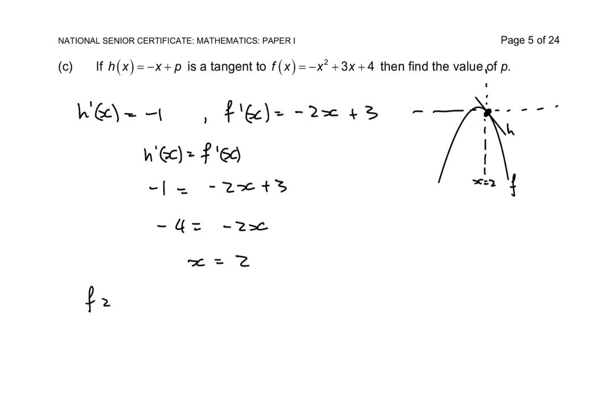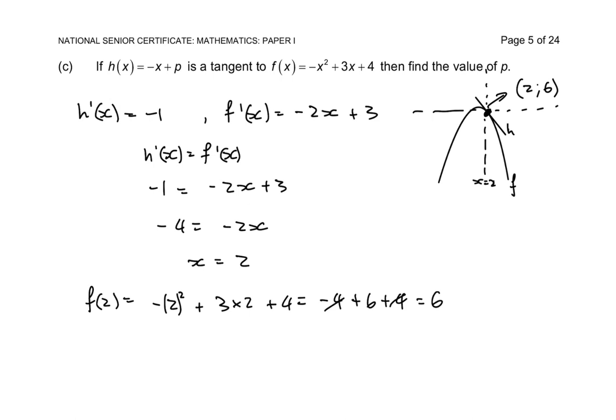So f of 2 is then going to be equal to negative 2 squared. Now remember here, to write it like that is crucial as opposed to negative 2 all squared, because this will be equal to 4, whereas this is equal to negative 4. Okay, so that's just a little thing to note to avoid making silly mistakes. And then that's plus 3 times 2 and plus 4. And if we expand this all out, we get minus 4 plus 6 plus 4. Those 4s cancel out, and we simply get 6. So this point over here has coordinates 2 and 6.